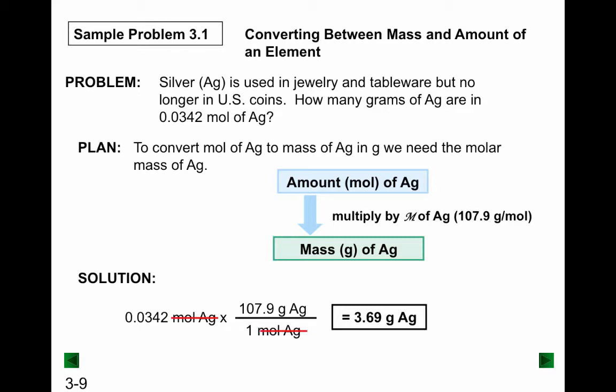The molar mass of silver is found by locating silver on the periodic table. Setting up the problem and solving for grams, we find that there are 3.69 grams of silver in 0.0342 moles of silver. Be sure to record your final answer with the correct number of significant figures. Please work through the follow-up problem before moving on to the next slide.